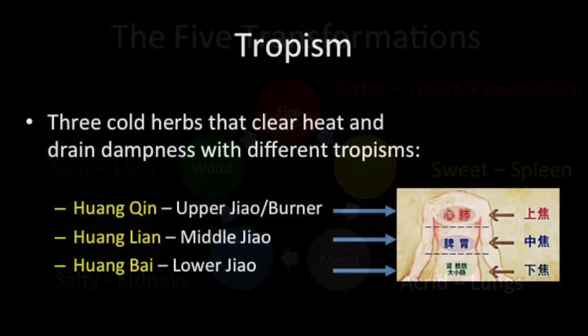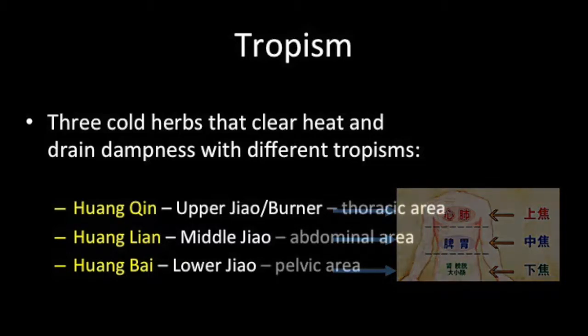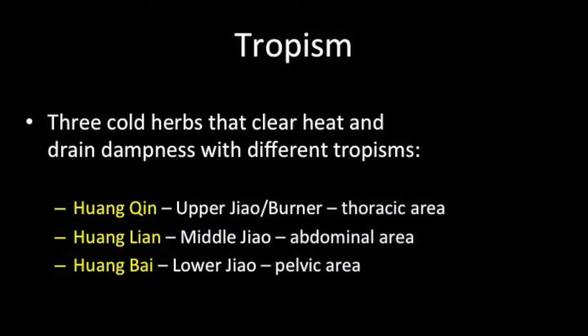To illustrate tropism, we will look at 3 cold herbs that clear heat and drain dampness. In this example, I will use a term roughly ascribed to 3 areas of the torso, which are called the upper, middle and lower burners, or jiao in Chinese. These correspond to the thoracic, abdominal and pelvic cavities.